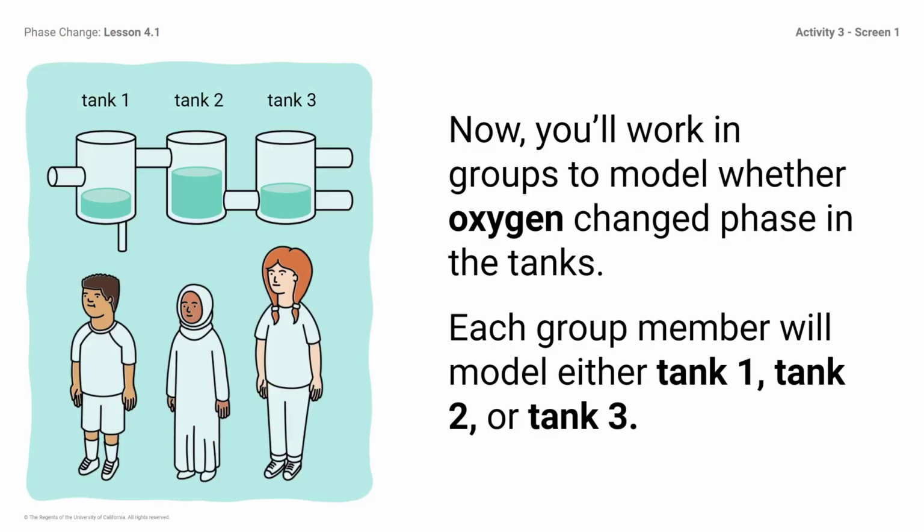Now you'll work in groups to model whether oxygen changed phase in the tanks. Each group member will model either tank 1, tank 2, or tank 3. Use the information from the diagrams in the article to model why oxygen either underwent a phase change or did not. Remember to choose the appropriate arrows and labels that best describe your thinking.